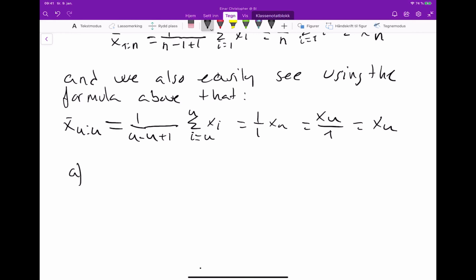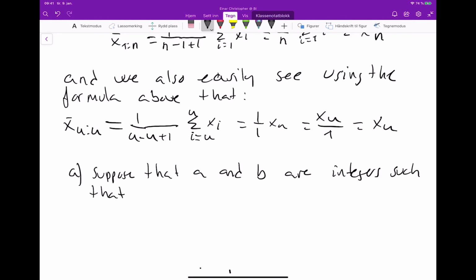Part A. Suppose that a and b are integers such that a is bigger or equal 1, less or equal b, and b is less or equal n. In that way.